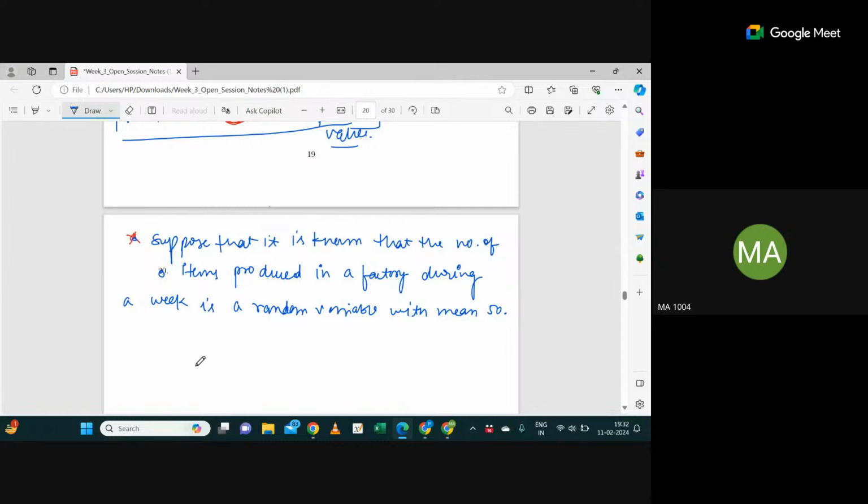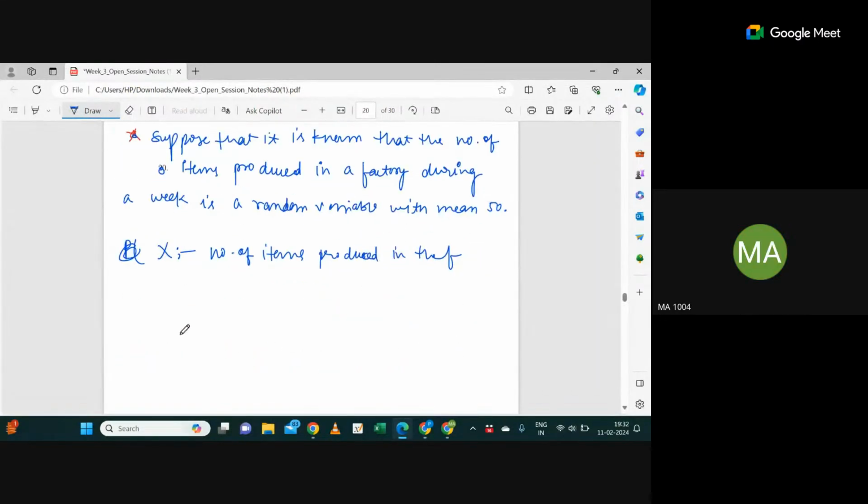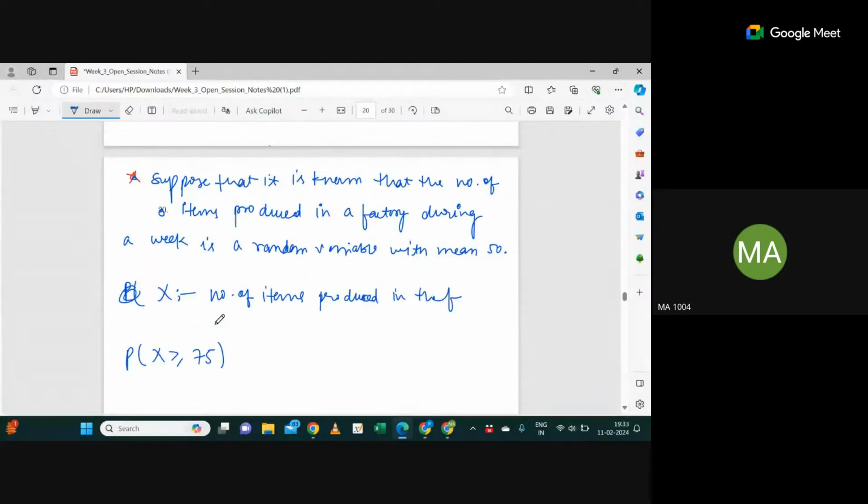Next question: what is the probability that this week's production, here x will be the number of items produced in the factory, right? I can define that. Then what is the probability that x will be greater than or equal to 75? Meaning, in a particular week, what is the probability that production will exceed 75 or be at least 75? Can you calculate the exact value of this probability?